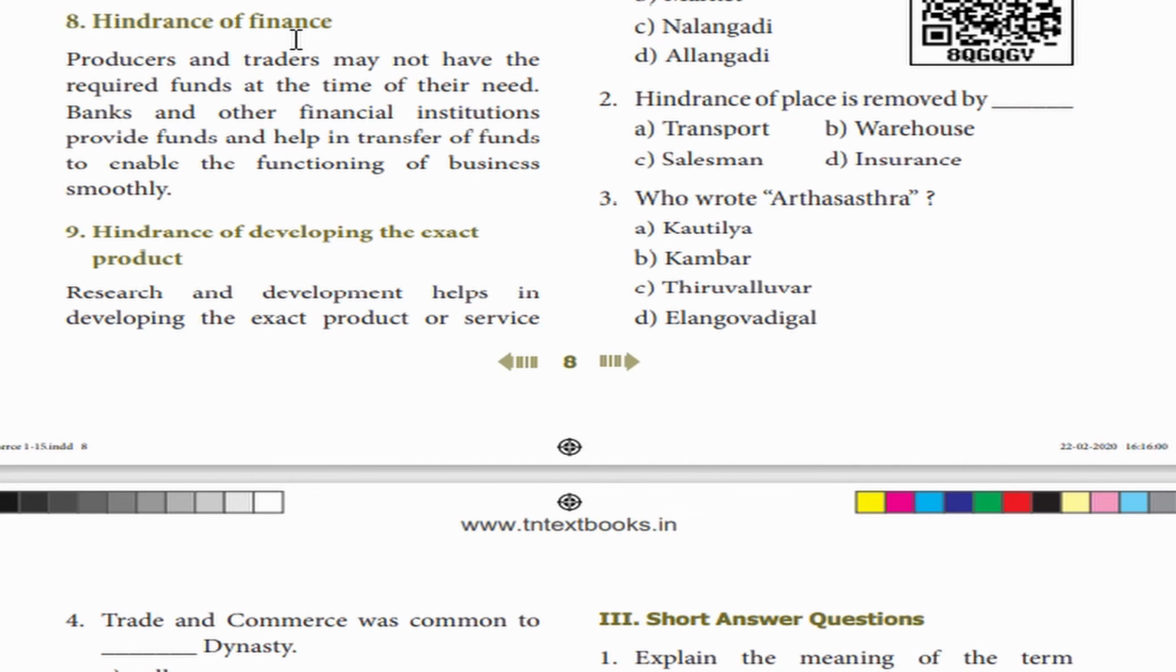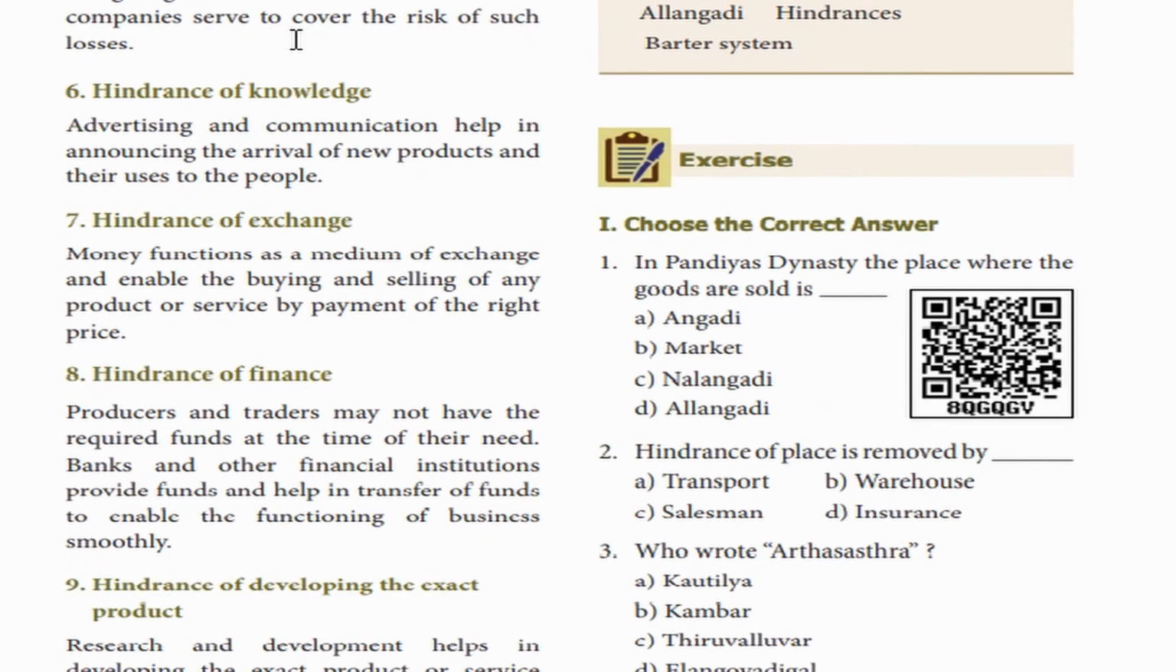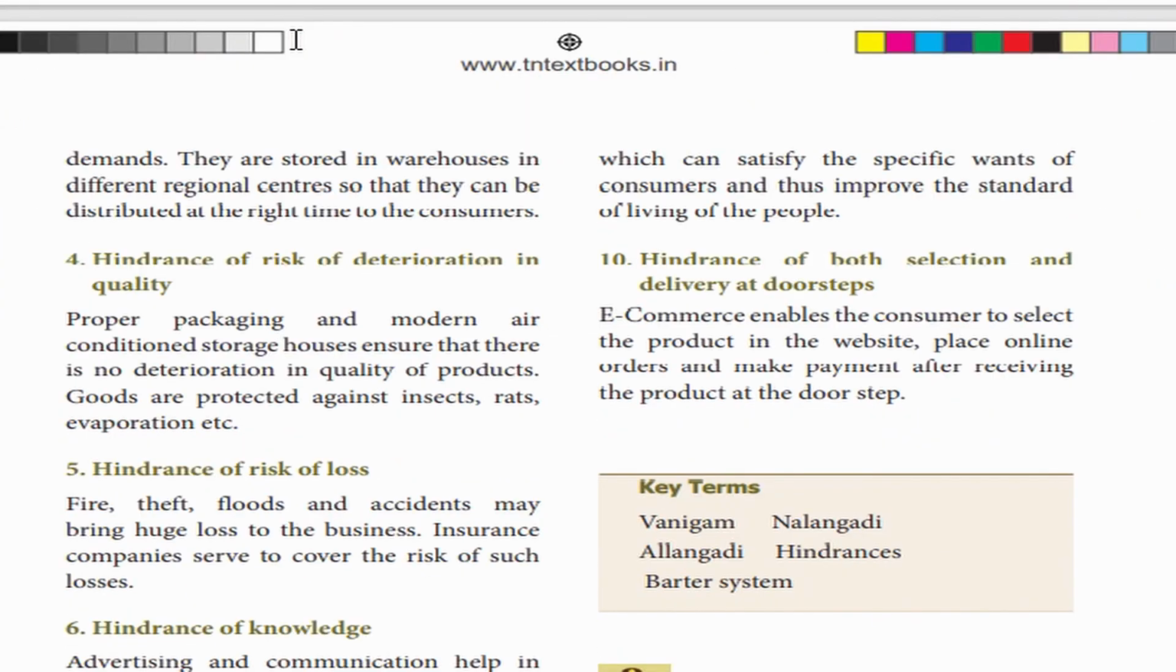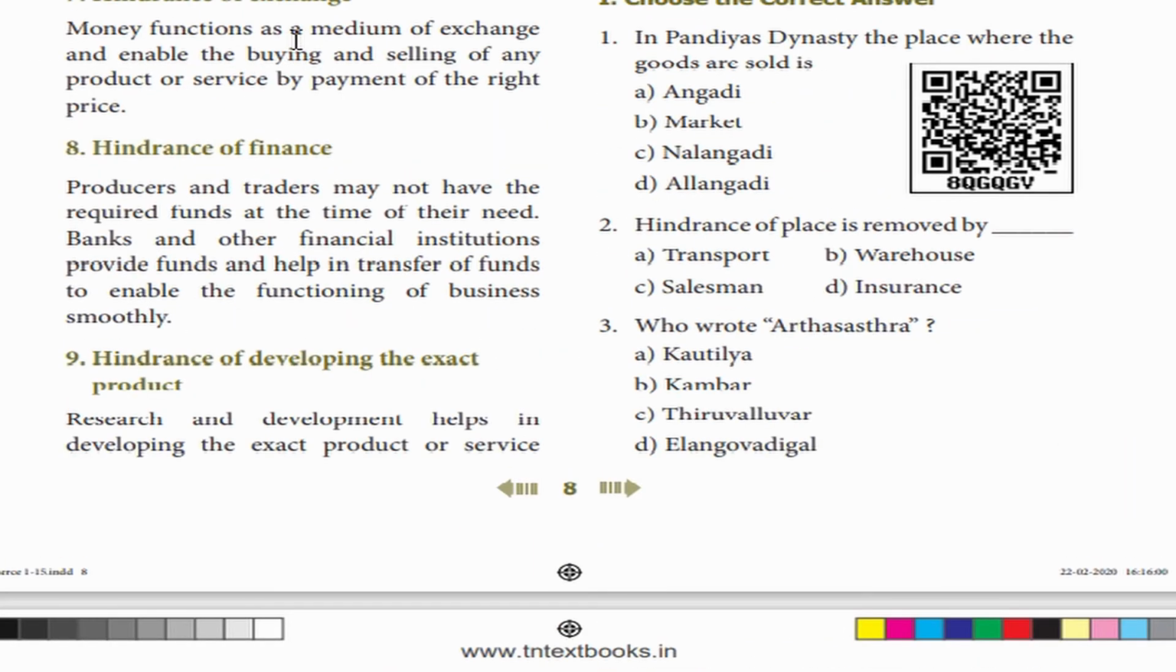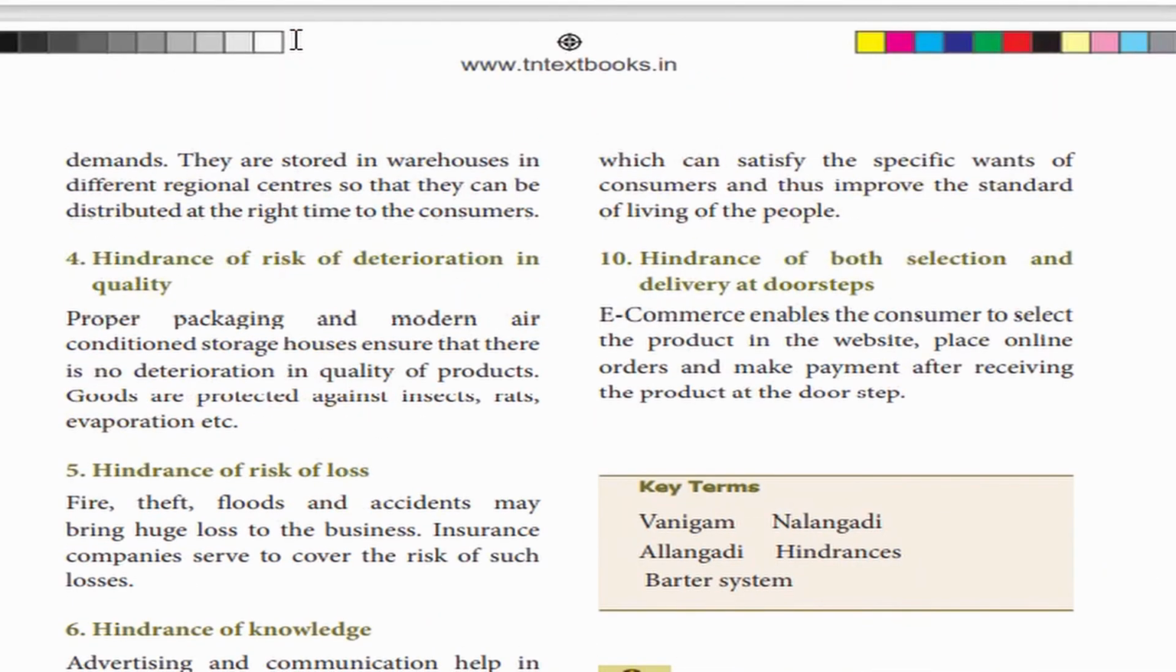Research and development helps in developing the exact products or services which can satisfy the specific wants of consumers and thus improve the standard of living of the people. So through research and development, when we know the consumers' taste and preference, we can produce the products they need. Okay, and improve the standard of living of the people. So thereby they improve the standard of living of the people.